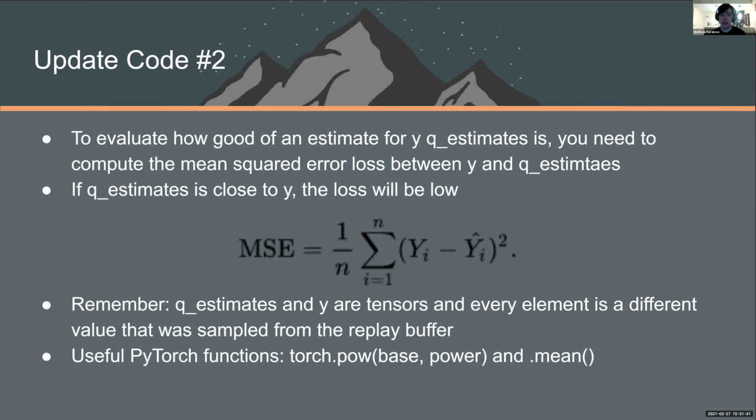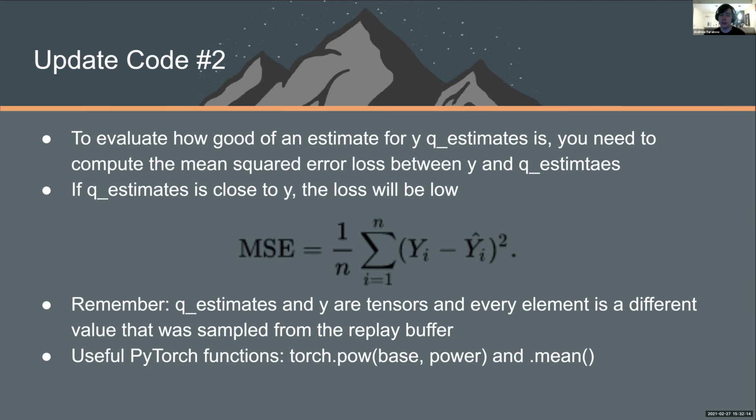So this one, I give you the entire formula right here. You just kind of have to look up how to do this in PyTorch. Essentially, to evaluate how good of an estimate for y the Q estimates variable is, or how close together they are, you need to compute the mean squared error. If Q estimates is close to y, the mean squared error loss will be low. So the formula for mean squared error is right there. Essentially, for every element of Q estimates and y, you take the difference between them, you square that difference, and then you take the average of all the differences.